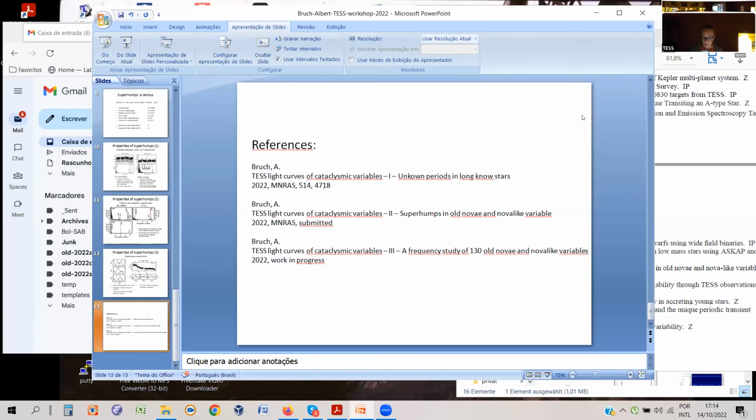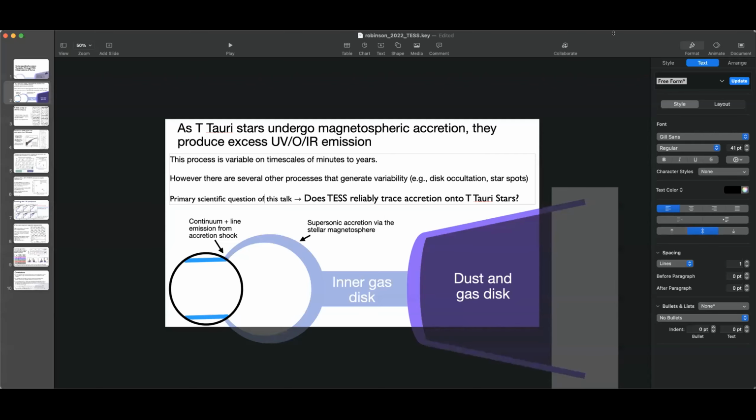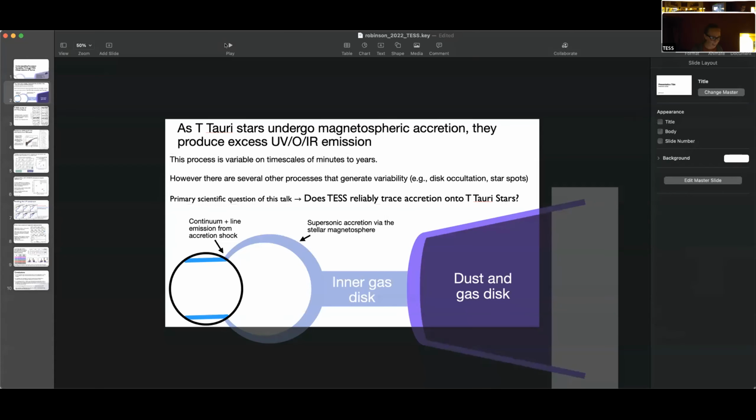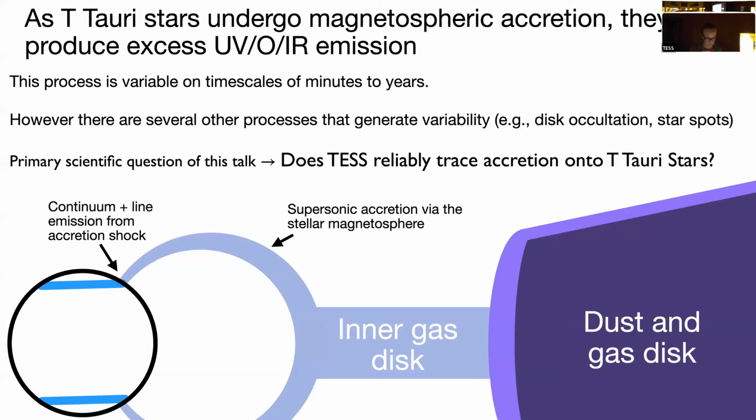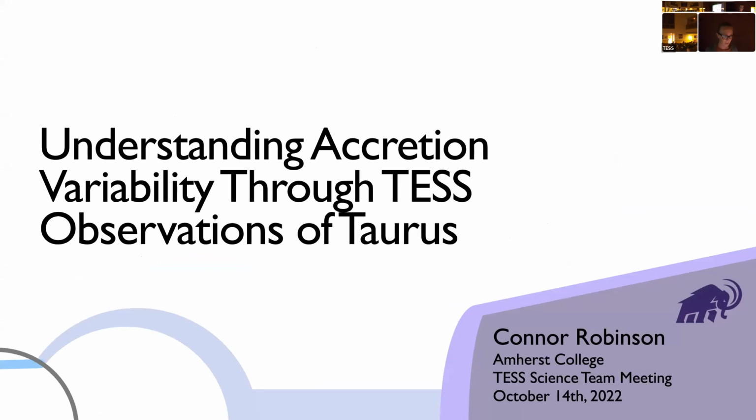Next up, we have Connor Robinson talking about accretion variability in Taurus. So Albert, go ahead and stop sharing your screen, and then Connor can start. How can I do that? Well, you got it. Someone else did that for me. Oh, good, it's fine. Okay, thank you. Connor, go ahead and get that full screen. Okay, looks good. I will give you 2-minute and 1-minute warnings.